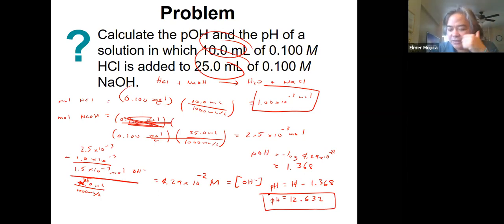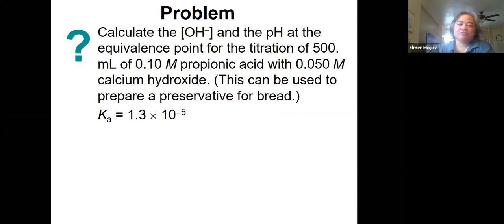This is the easy one, because if you have a strong acid and a strong base, whatever the concentration, that will remain the same because they will undergo 100% dissociation. Because the next one that we're going to do is, what if instead of a strong acid and a strong base, we have a weak acid and a strong base?